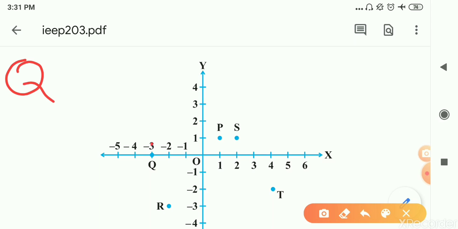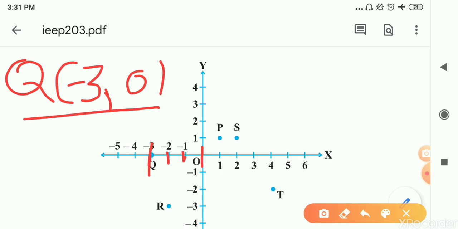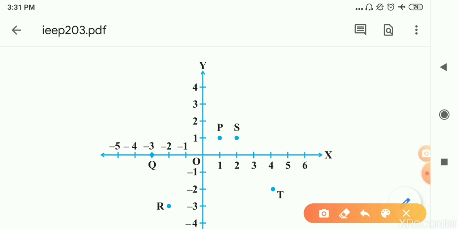As you can see, Q is lying on the x-axis. Since Q is lying on the x-axis, its ordinate should be 0. Got it? And now it is lying on the negative side, so the value of the abscissa should be negative, and the perpendicular distance of this point from the y-axis, let me count, is 1, 2 and 3 units. So we can say the coordinates of this point Q is minus 3 comma 0, and it is lying on the x-axis in the negative direction. Got it? Let us go to point R.